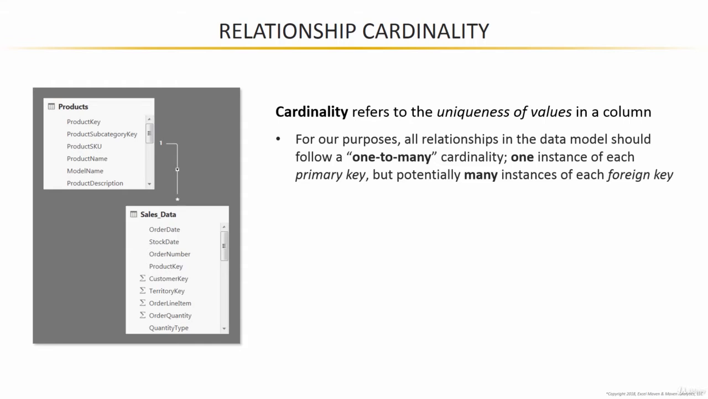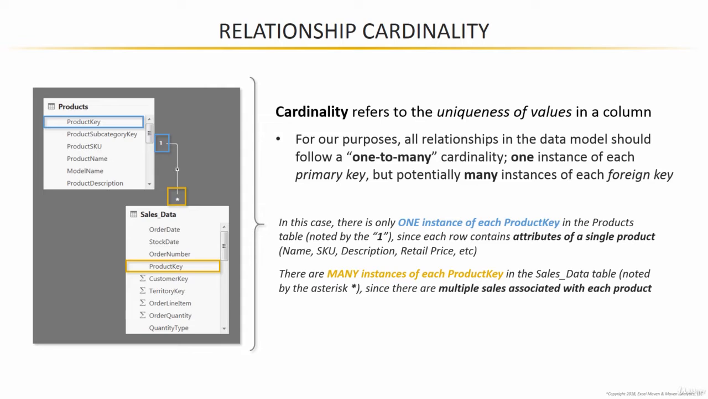So looking at the screenshot here, in this case, we have one instance of each product key in that product lookup table. You'll see that blue box around the number 1, since each row contains attributes of a single product, name, SKU, price, etc. On the data table side of that relationship, because there are many instances of each product key, which is the foreign key here, you'll see that the relationship terminates in an asterisk in that yellow box because there are multiple sales associated with each product ID.